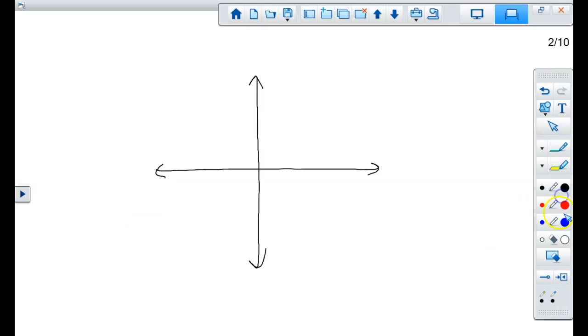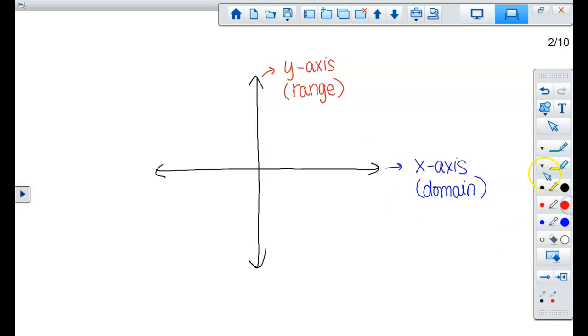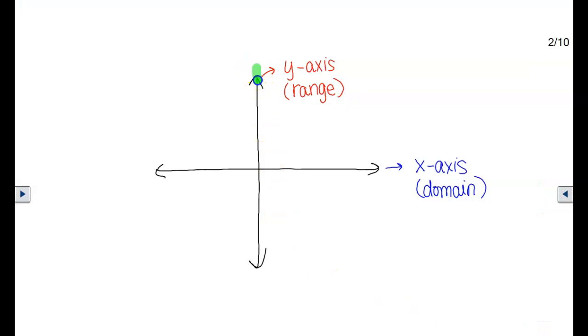Again, to focus our attention, when we look at a graph on a coordinate plane, we discussed already that this x-axis is where we're going to find our domain. So that's what we focused on yesterday. This y-axis is where we're going to find our range. So today we are going to be focusing our attention on this y-axis.